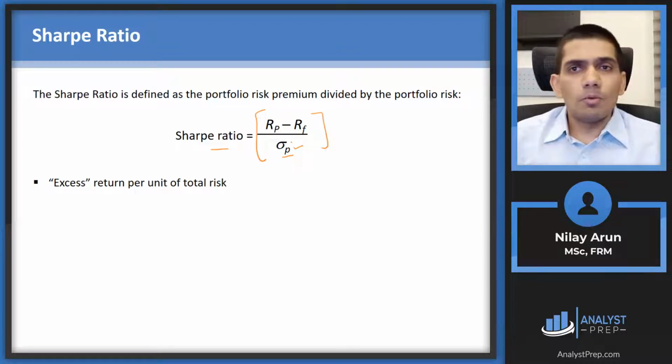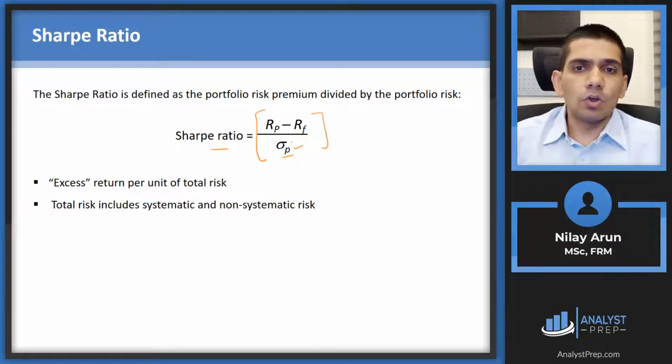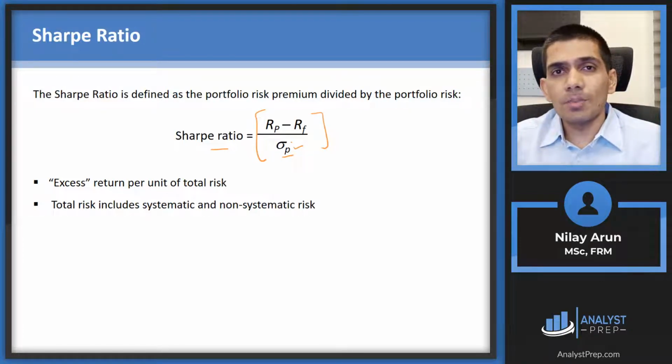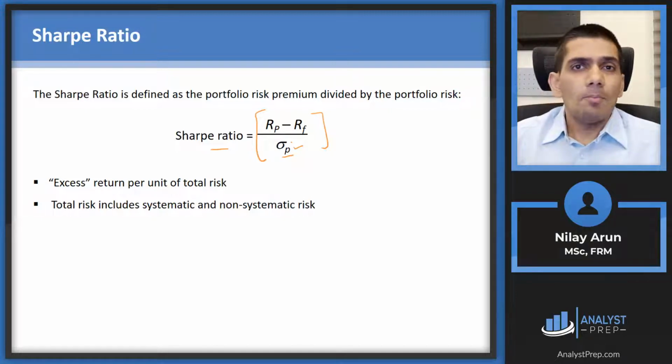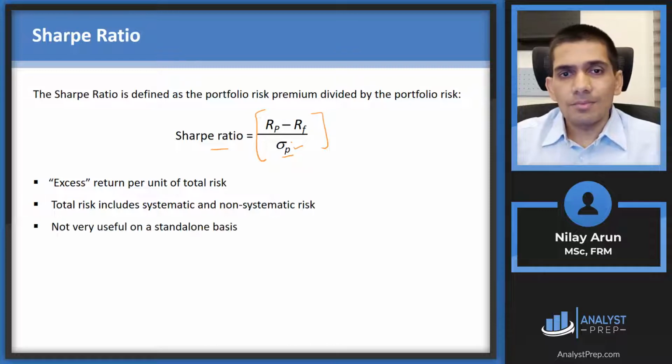So the first thing to remember is it's excess return per unit of total risk. Second is that the total risk includes systematic and non-systematic risk. I hope you remember, systematic is the part which cannot be diversified away. You cannot get rid of that. And non-systematic is the part which you can diversify away by buying more securities.